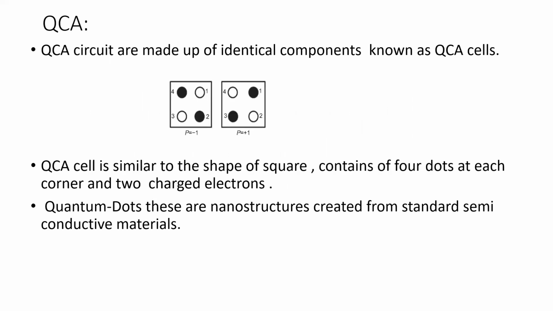QCA circuits are made up of identical components known as QCA cells. A QCA cell is similar to the shape of a square containing four dots at each corner and two charged electrons. Quantum dots are nanostructures created from standard semiconductor materials. With QCA, these four dots are used for the representation of binary 0 and binary 1. It can be indicated by using polarization. If the polarization is +1, then the binary value will be 1. If the polarization is -1, then the binary value will be 0.